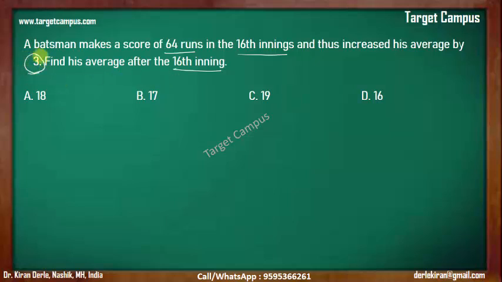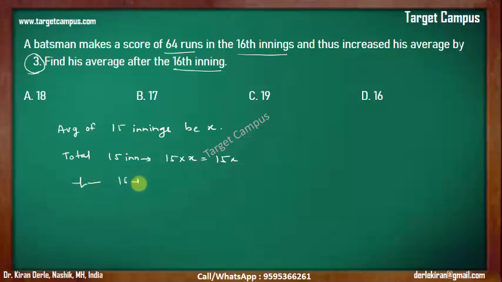Increases average by 3, that means his average of 15 innings, and we don't know the average of 15 innings. Let's take the average of 15 innings to be x runs per inning, right? So what is the total of 15 innings? It is 15 into x, that is 15x. What is the total of 16 innings? It is 15x plus 64, right? This was the runs the batsman had made in 15 innings, and for the 16th innings he has made these many runs.